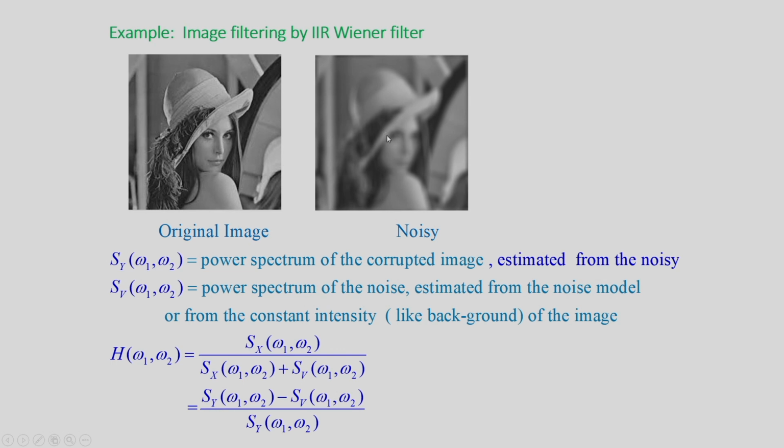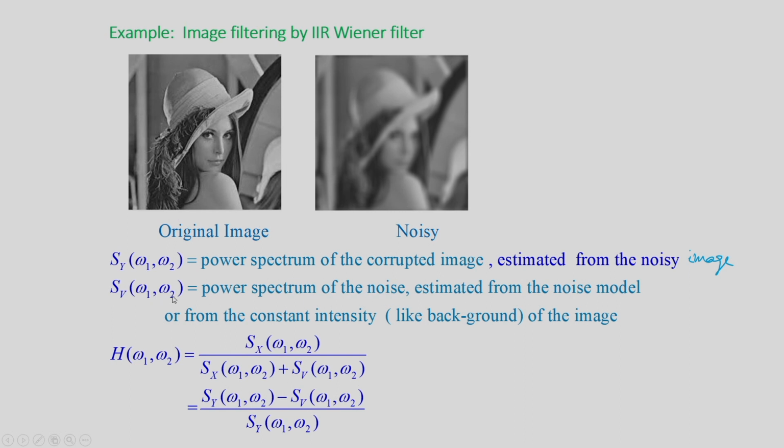Suppose we consider a point here, to the left of this point, to the right of this point, above this point or below this point, all data are available. Therefore, we can apply the non-causal IIR Wiener filter. Suppose Sy omega 1 omega 2 is the power spectrum of the corrupted image, which is generally estimated from the noisy image. Now, similarly, we require the power spectrum of the noise.